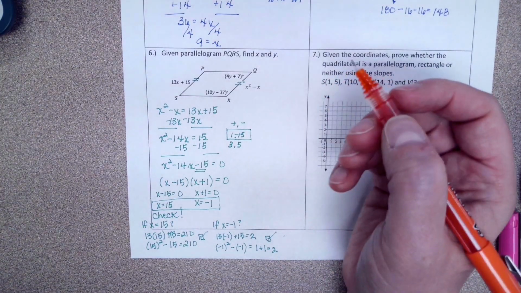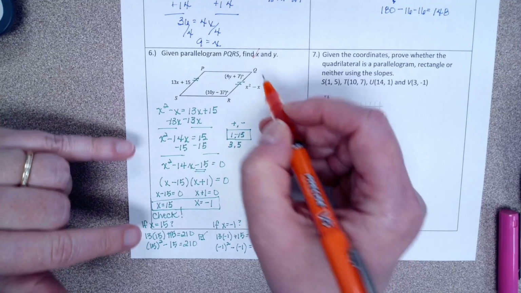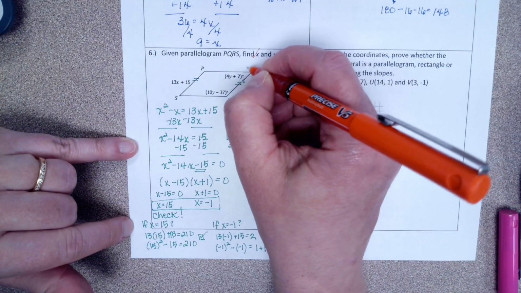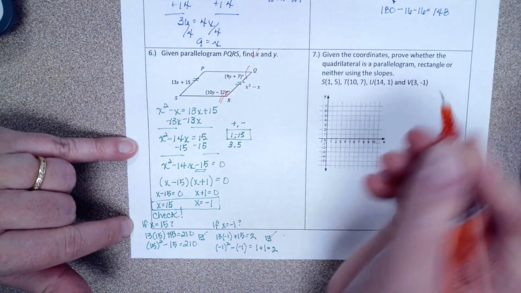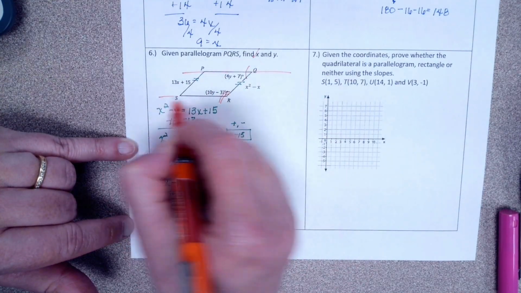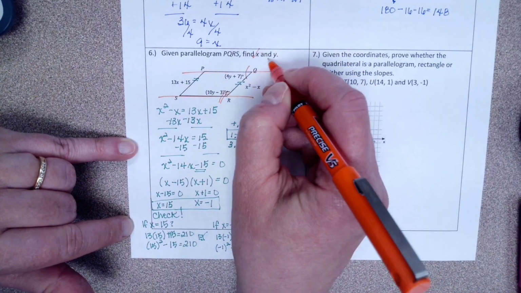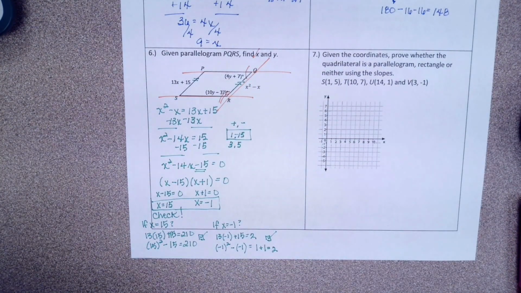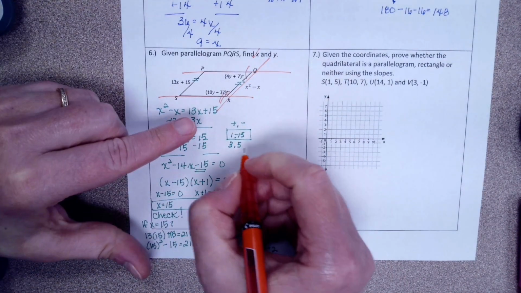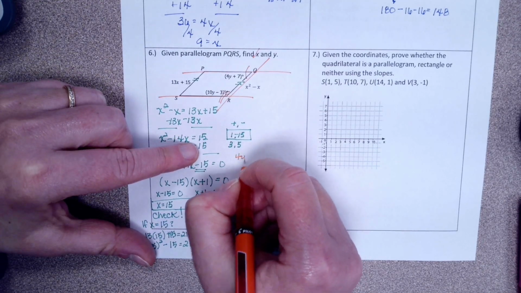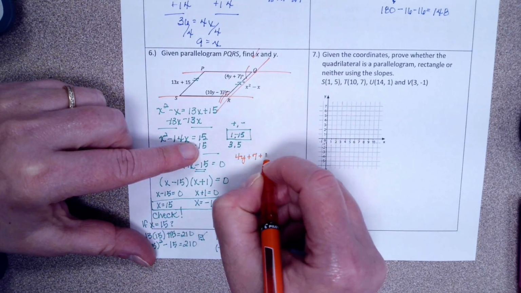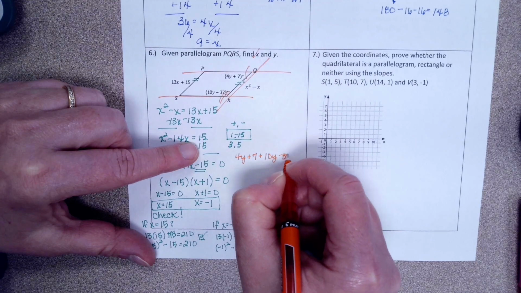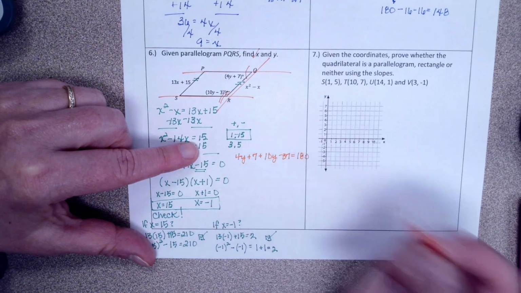Then we're supposed to find the y value. So we found x, now we're going to find y. So I'm noticing that y happens to be with these angles. And in a parallelogram, I've got parallel lines. If they're cut by a transversal, these are really same side interior, which means they need to add to 180. I'm running out of space. Here we go. So 4y plus 7 plus 10y minus 37 has to be equal to 180 degrees.